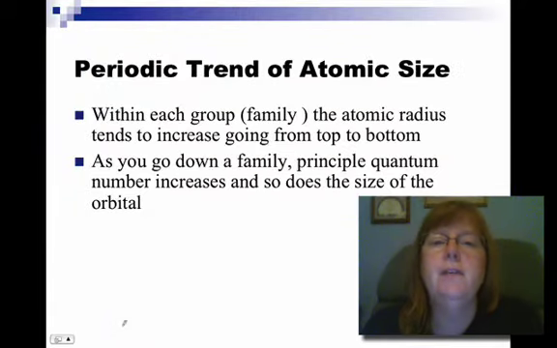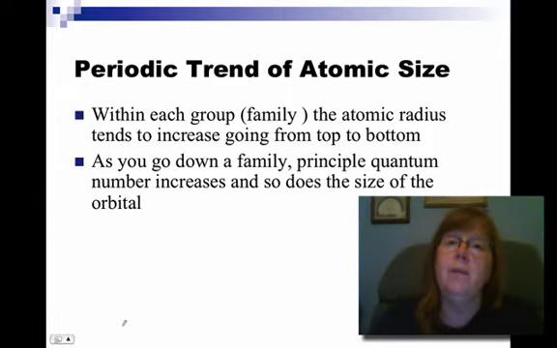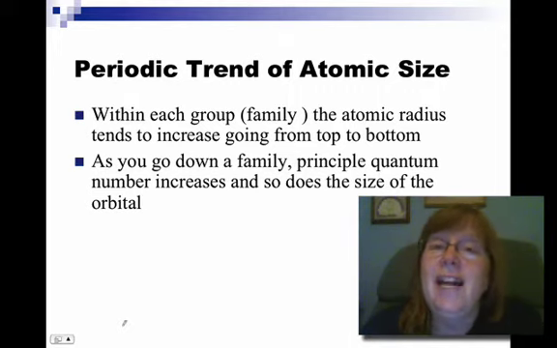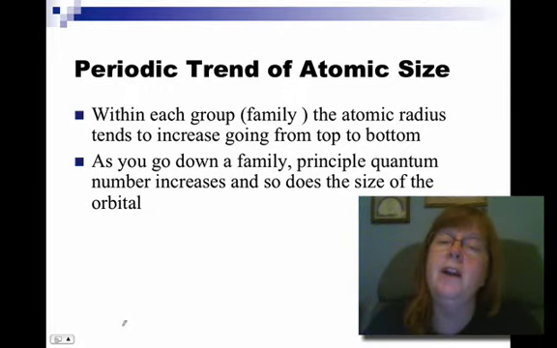So here we go. First of all, the periodic trend of atomic size. Within each group or family, the atomic size gets bigger when you go from top to bottom. Why would that be? As you go down a family, you're actually adding an entire energy level. So you know the numbers to the left of the periods? We are adding, as we go down, an energy level.